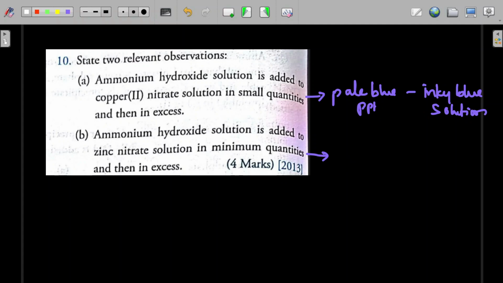It gives a white precipitate when it's added in drops, and it is insoluble in excess. Zinc is soluble in both the cases. So what will it form? A colorless solution. Yes, it dissolves in excess of ammonium hydroxide and forms a colorless solution. Okay.